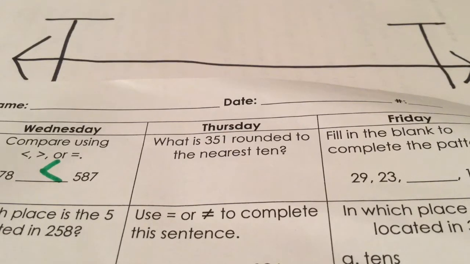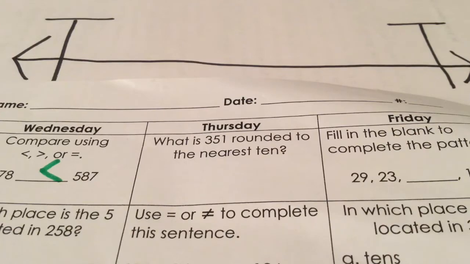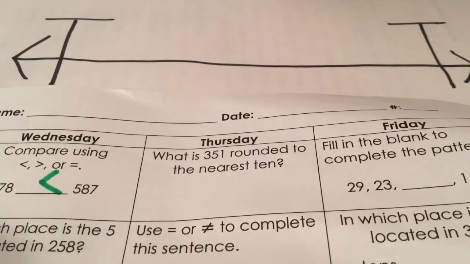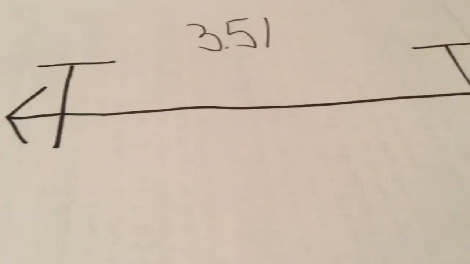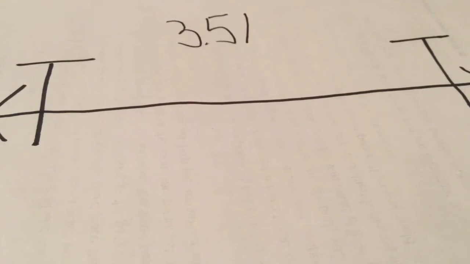So let's start with our first question on our spiral review. What is 351 rounded to the nearest 10? So if I have 351, I'm going to be worrying about the tens place. What digit is in the tens place? That's what I need to figure out first. I'm going to underline the digit in the tens place. So I see, if I do HTO, hundreds, tens, ones, the 5 is in the tens place.